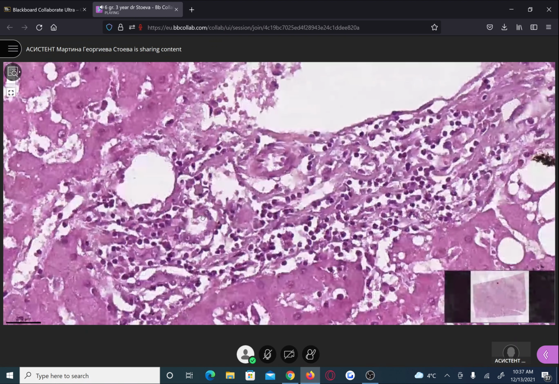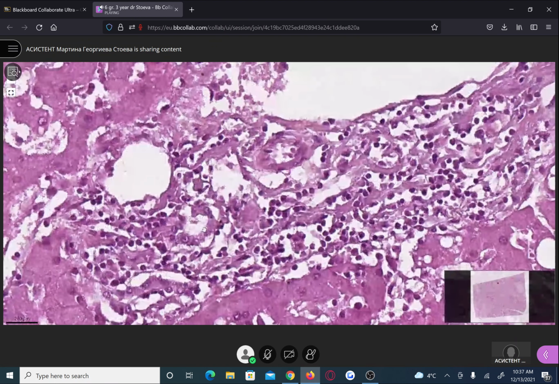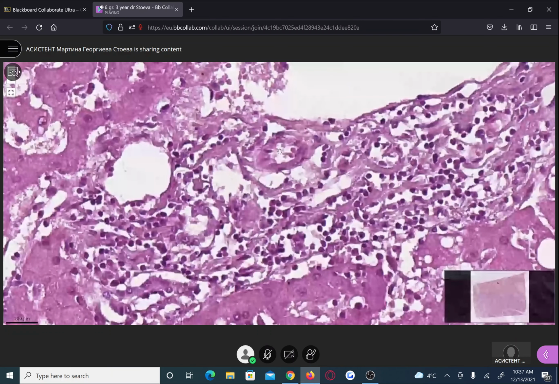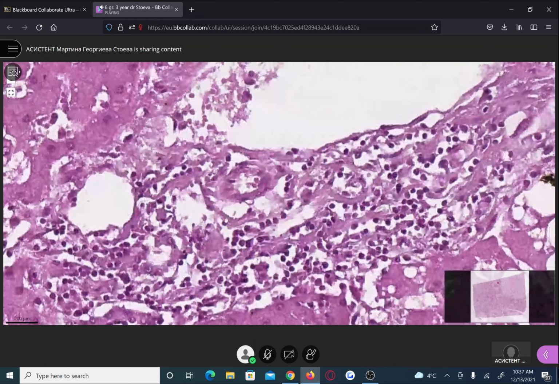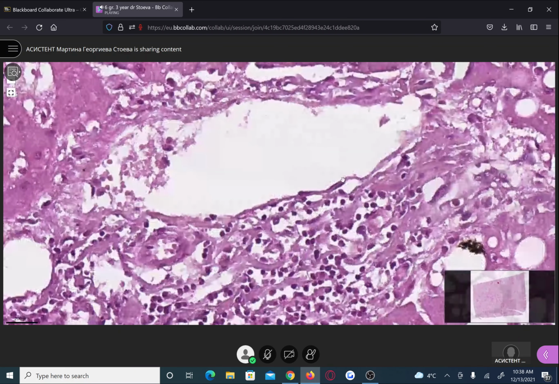Don't forget that the bile duct is histologically distinguished from the vessels based on the epithelial lining. The bile ducts are lined by cuboidal cells with round nuclei. This is in contrast to the blood vessels, which are lined by endothelial cells. The endothelial cells are flattened cells with elongated nuclei. This dark line is the elongated nucleus of the endothelial cell.